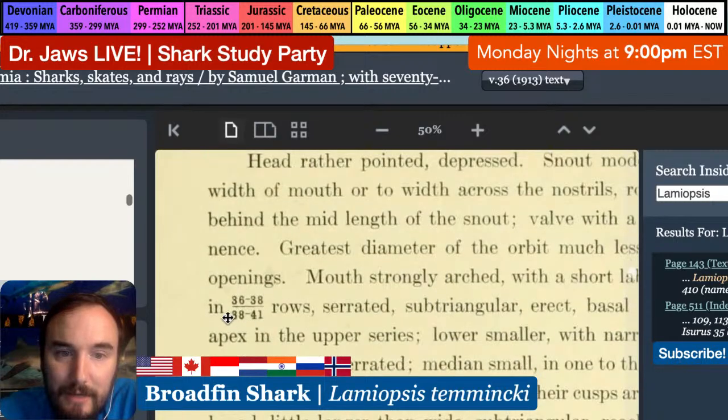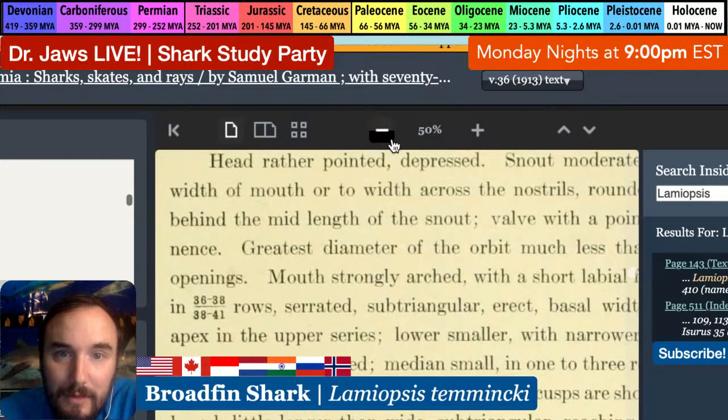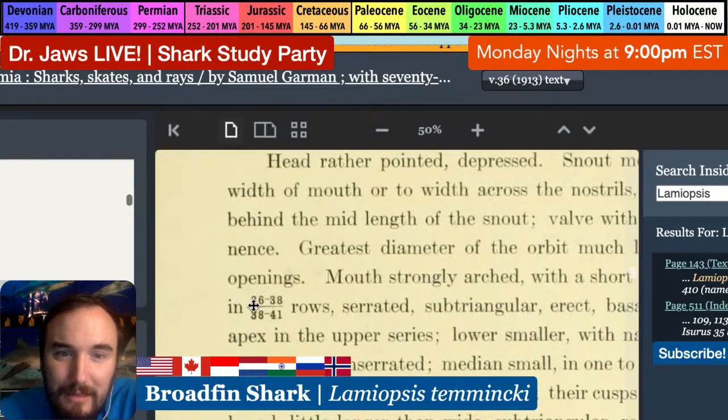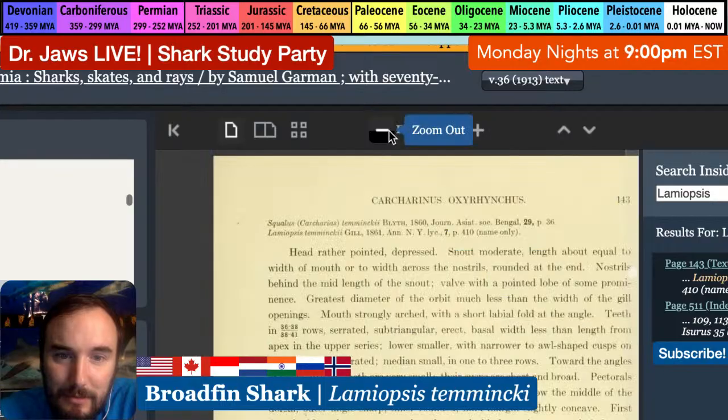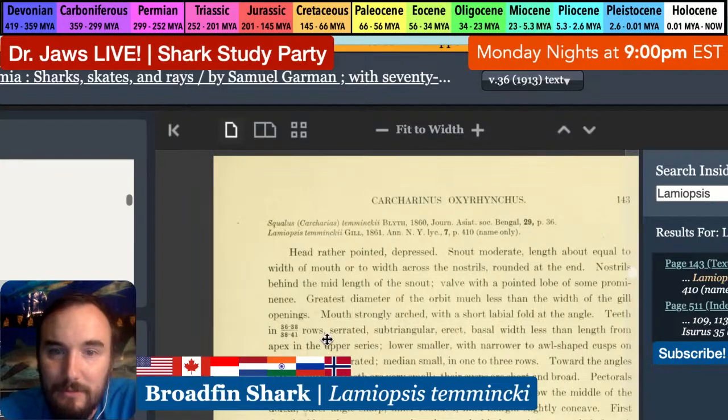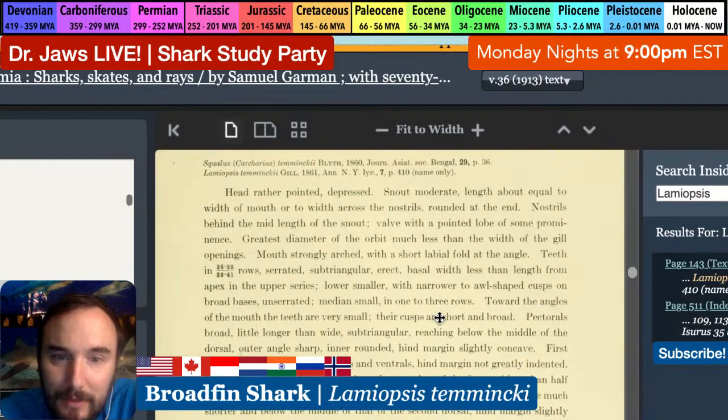You see this in older texts where you have the tooth counts, with a number range on the top and the bottom, and this relates to the number of teeth in the upper jaw and the number of teeth in the lower jaw. Which is pretty cool to see. I think this should still be legitimate now, but I don't really see this kind of arrangement as often.